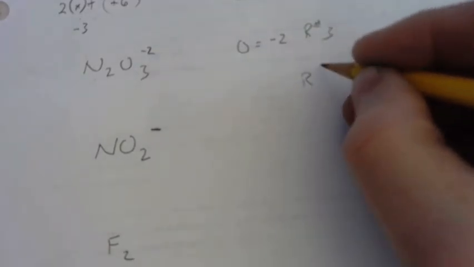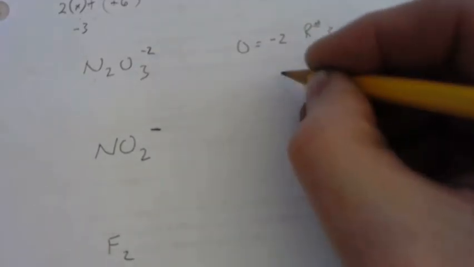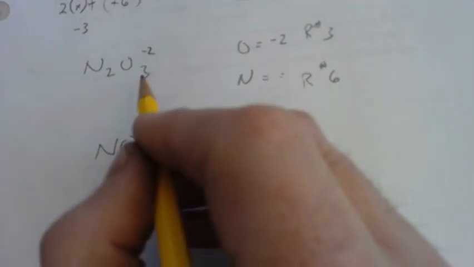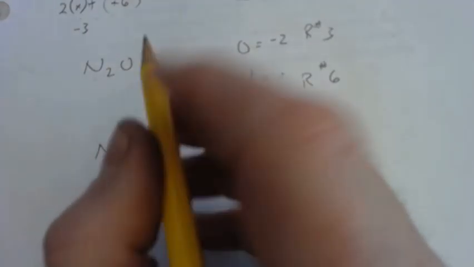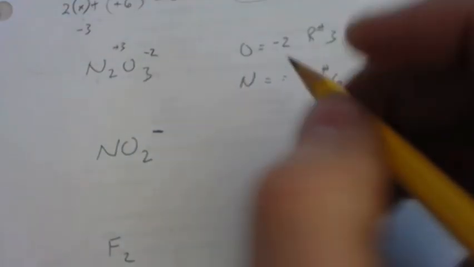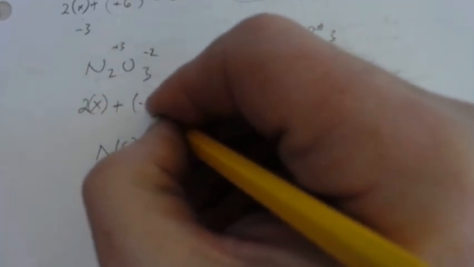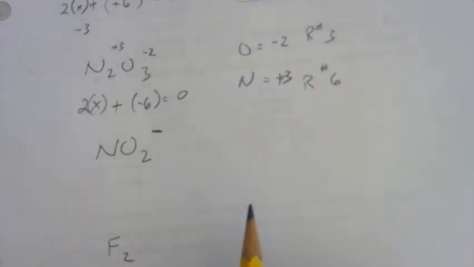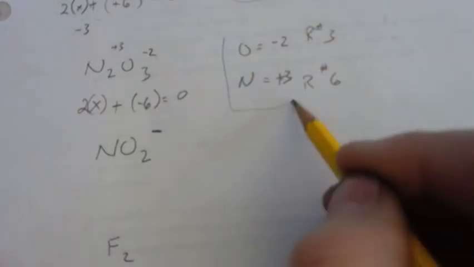All right, and then we can skip down to rule number, once again, 6 for the nitrogen. And we know that 3 negative 2's is going to have to equal 2 what's? And the answer is going to be positive 3. So again, 2x plus negative 6 equals 0. 2x equals 6. X is equal to positive 3. And again, that's rule number 3.